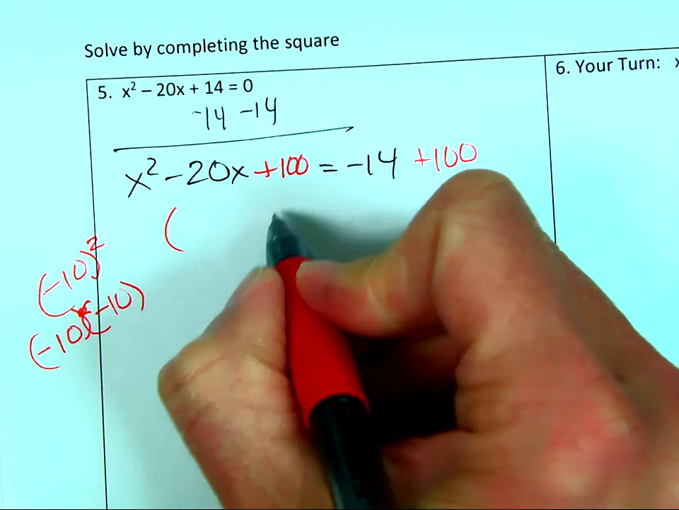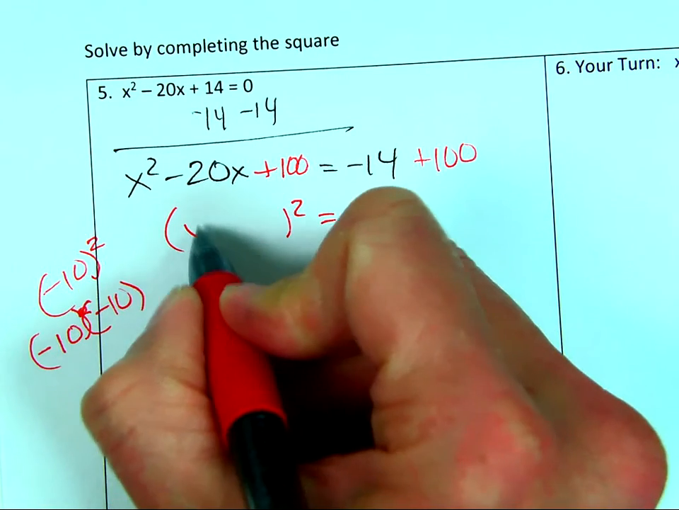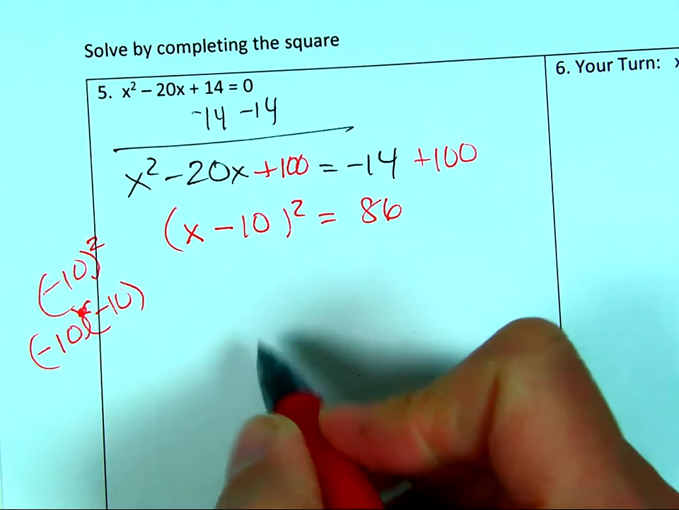So now I'm going to factor this side, and over here I get 86. So I get x minus 10 when I factor that. X minus 10 times x minus 10.